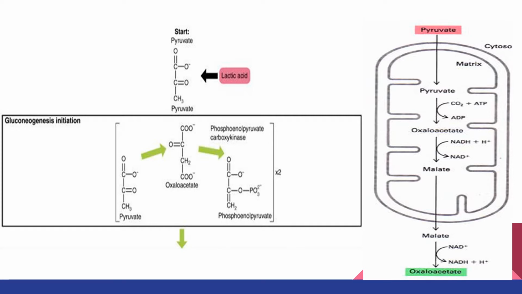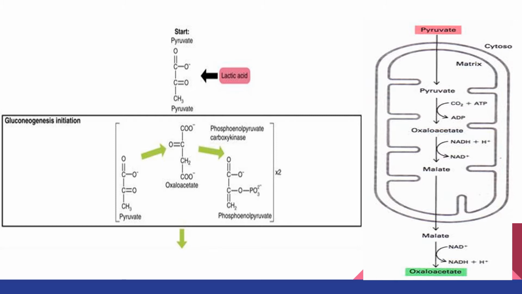Gluconeogenesis begins with pyruvate. The first step is the carboxylation of pyruvate to form oxaloacetate. This reaction is catalyzed by pyruvate carboxylase and requires ATP. This occurs in the mitochondria, as you can see in the picture to your right. Pyruvate carboxylase is activated allosterically by high concentrations of acetyl-CoA. It carries a biotin prosthetic group which functions as a carrier of carbon dioxide. When activity of the TCA cycle is low, the oxaloacetate produced enters the gluconeogenic pathway.